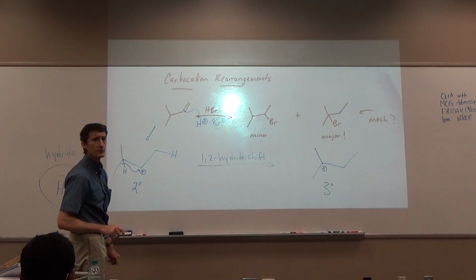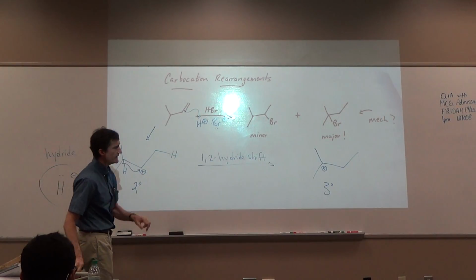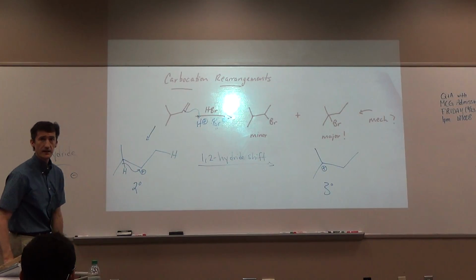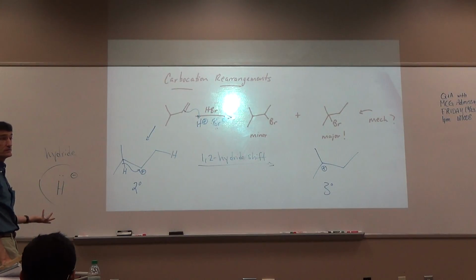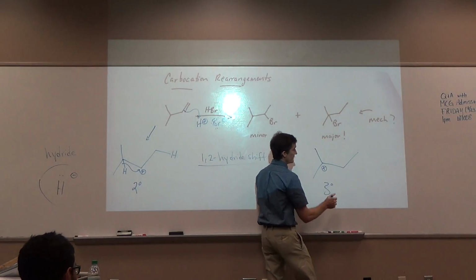Carbocations are prone to rearranging. And if you can rearrange them to a more stable cation, typically you want to do that. And for us, always do that. Now, how do you get the major product? Easy now, right?